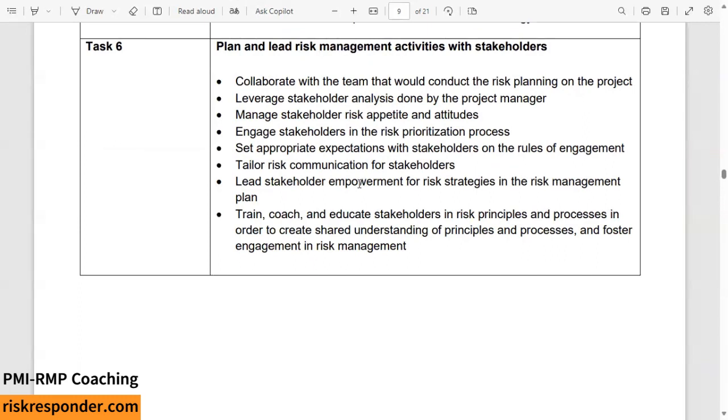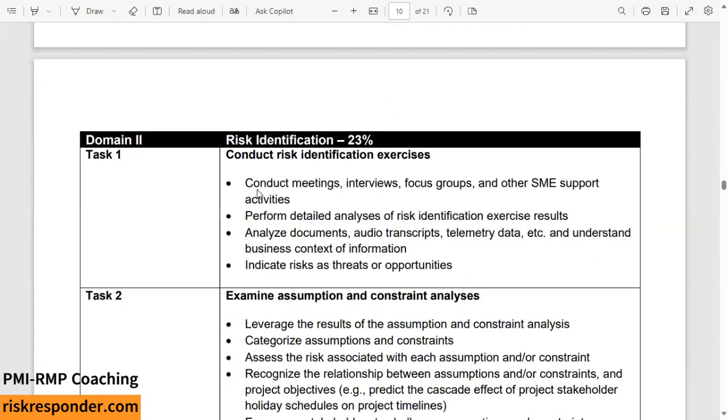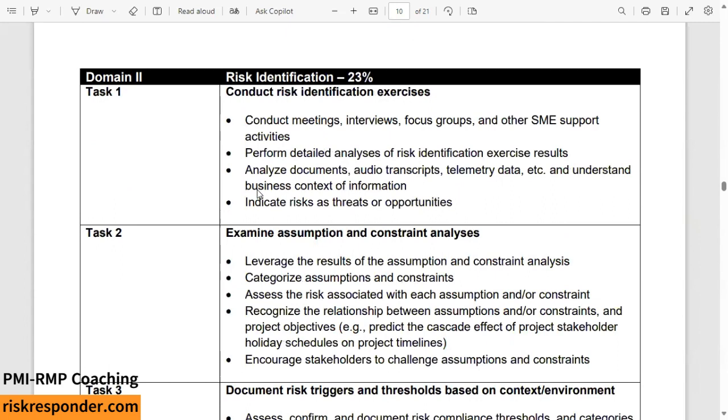Your stakeholders need to come along for the ride. So you got to plan with them and you got to make sure they are on board with whatever you're planning. Domain 2 is risk identification. This is what I call the CRE approach. You got to understand the cause, risk, and effect approach.